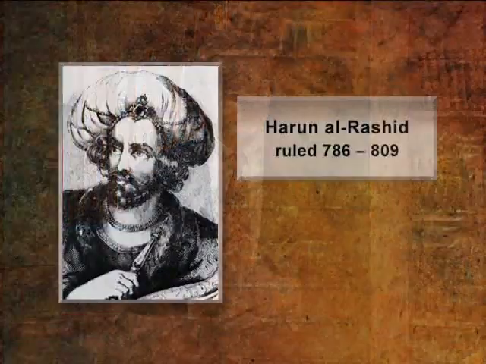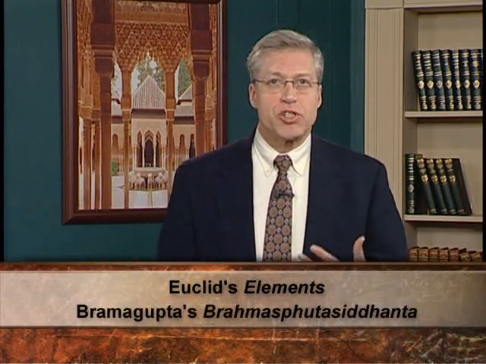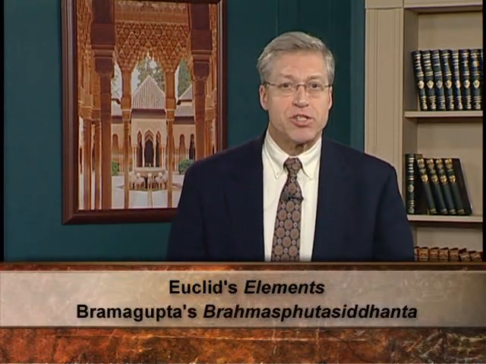The great Islamic leader who would sponsor a lot of this mathematical activity is Harun al-Rashid. He ruled from 786 until 809. And he decided that he wanted Baghdad to be this center of science and mathematics, and so he began collecting the great works and having them translated into Arabic. And we happen to know that the very first two works that he had translated were Euclid's Elements and Brahmagupta's astronomical work, the Brahmasphuta Siddhanta.